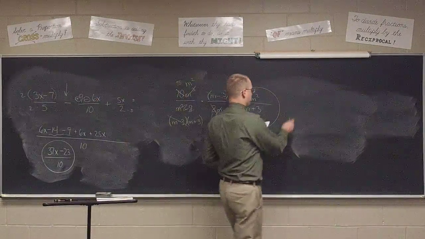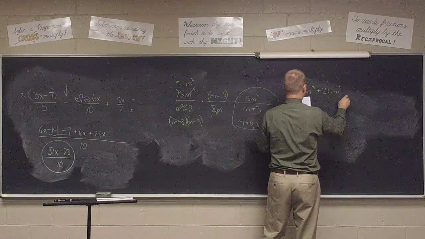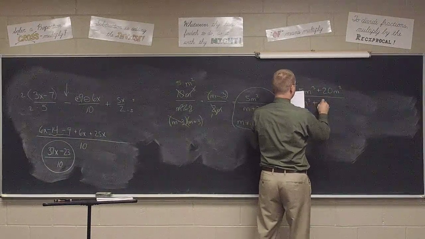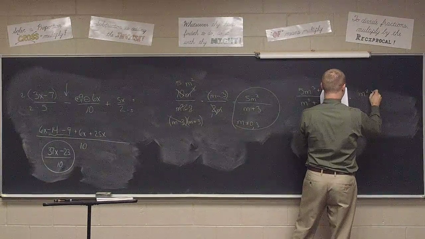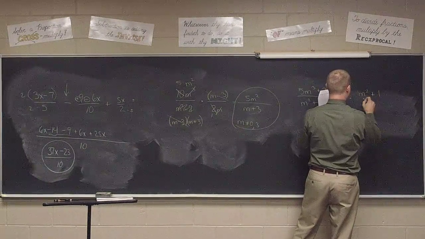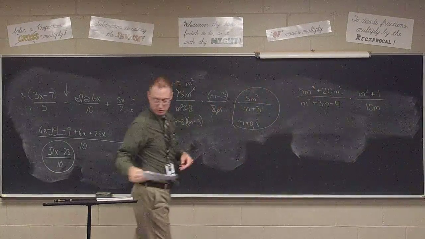At your seats, do this one. 5m cubed plus 20m squared over m squared plus 3m minus 4, times m squared plus 1 over 10m.